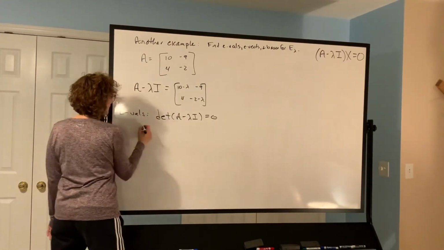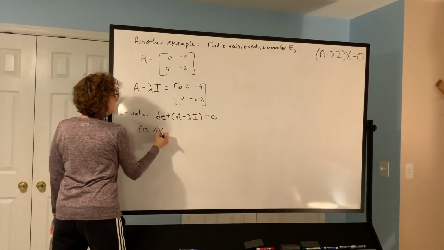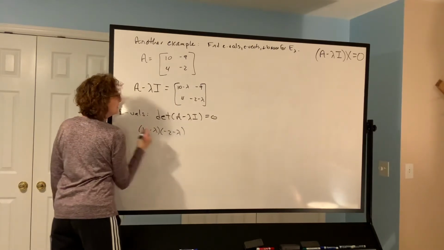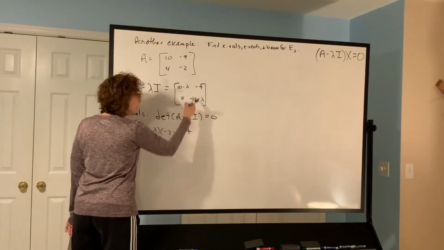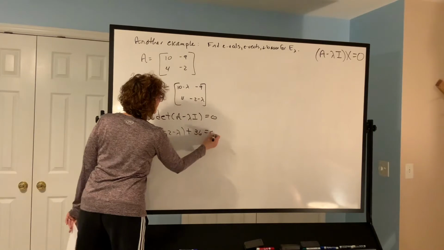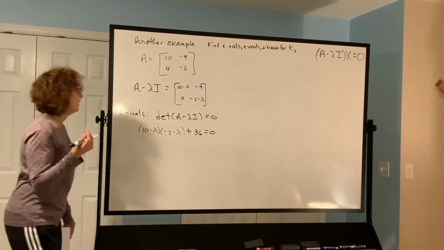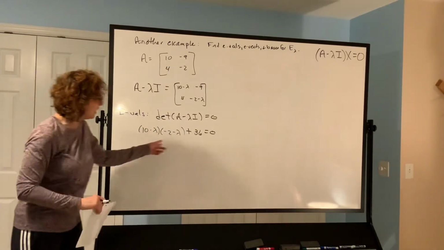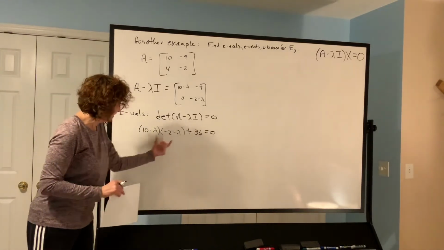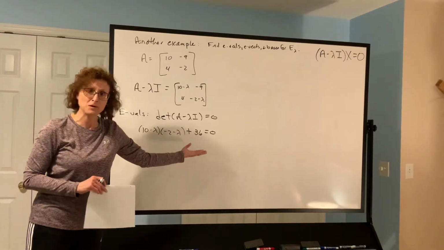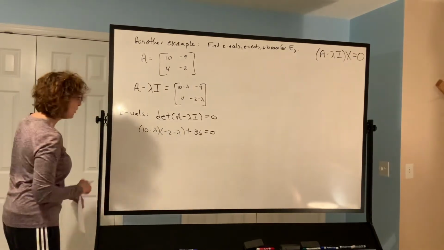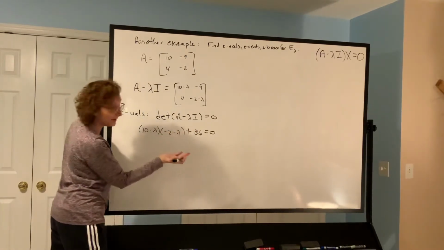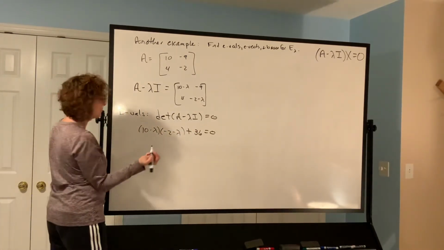Okay, so what do we got? We've got 10 minus lambda times -2 minus lambda, doing this determinant, minus a -36, so plus 36 has to be 0. Okay, let's see what we do here. How do we solve this? We do not bring the 36 over to this side and set each of these equal to negative 36. That's totally bogus. What you got to do is turn this into a quadratic, and then see if you can factor. And if you can't factor, use the quadratic formula.